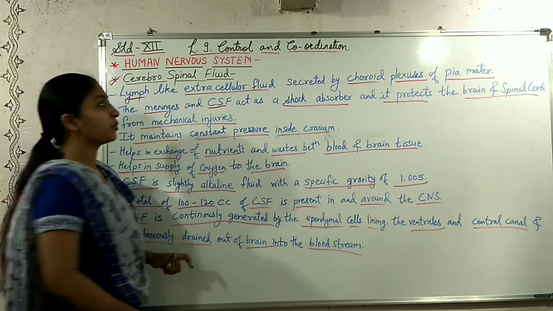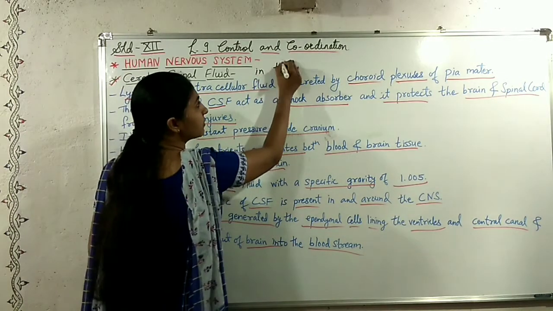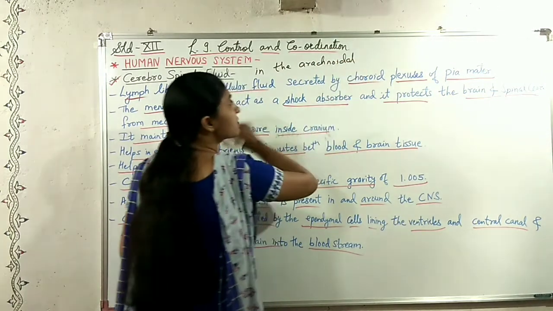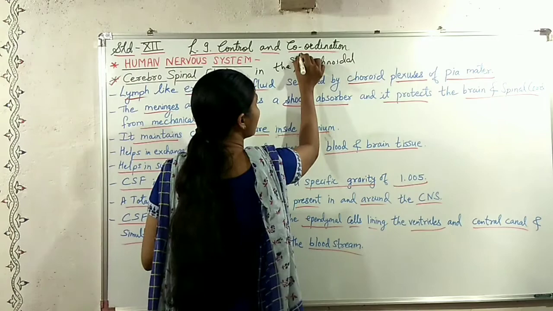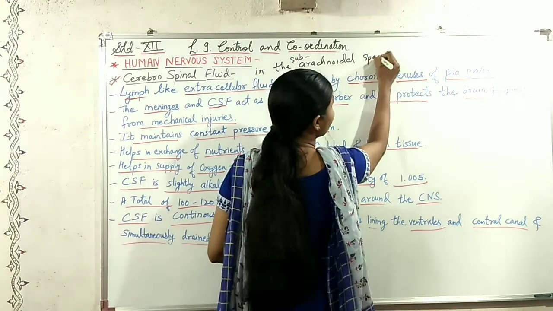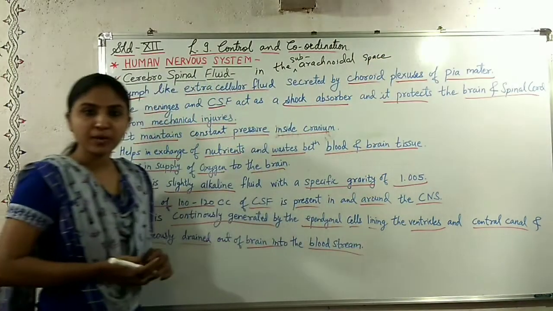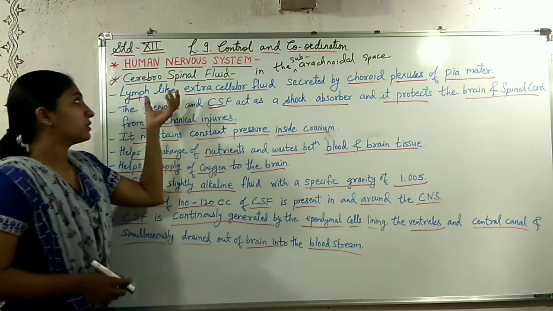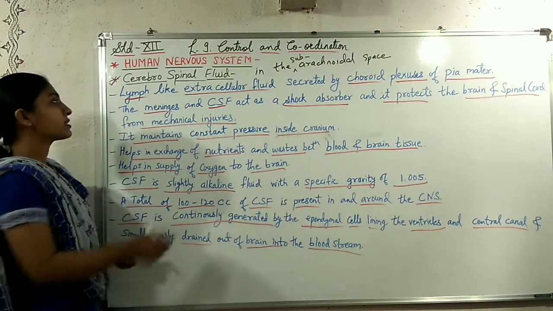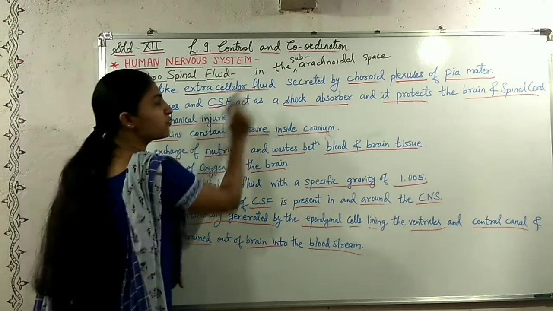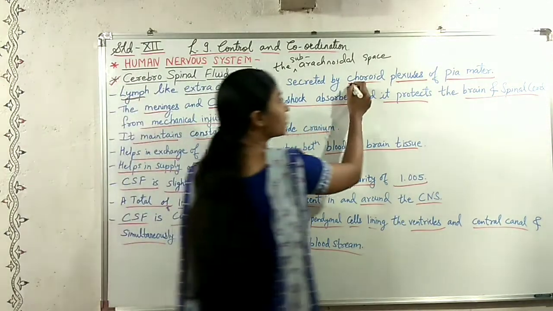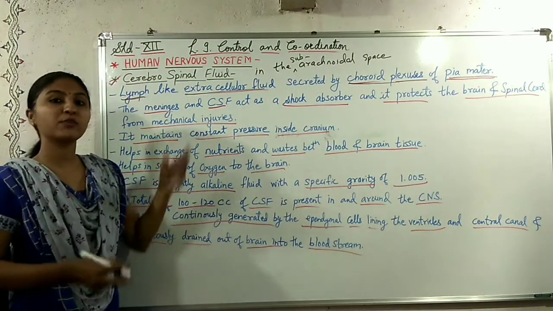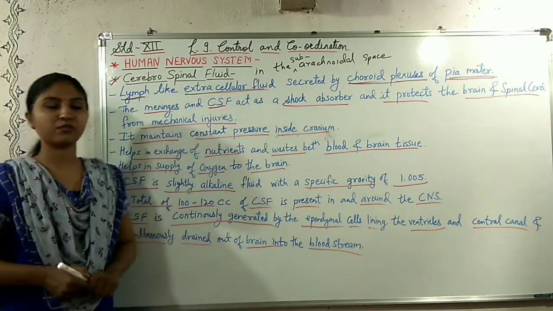This cerebrospinal fluid is present in the subarachnoidal space, which is in between the arachnoid matter and the pia matter. So this cerebrospinal fluid is a lymph-like extracellular fluid, and it is secreted by the choroid plexuses of the pia mater.